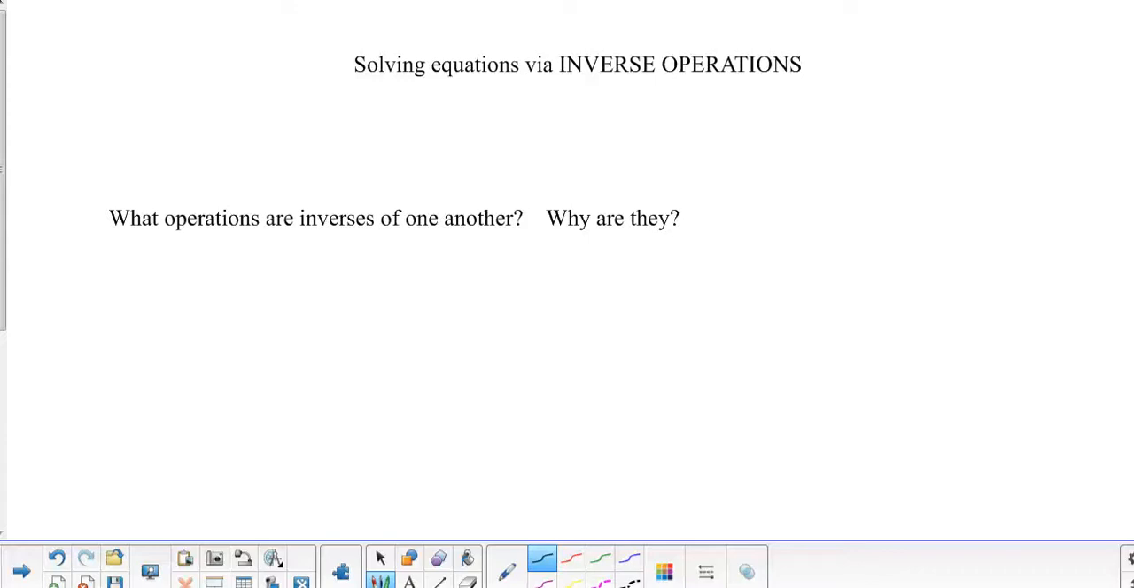Okay, so solving equations via inverse operations. This is the method that we're going to use algebraically to solve all equations. So the first question I have is, what operations are inverses of one another? See if you can think of operations that are inverses of one another.